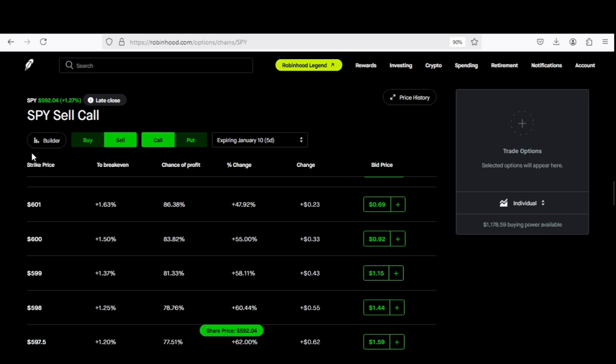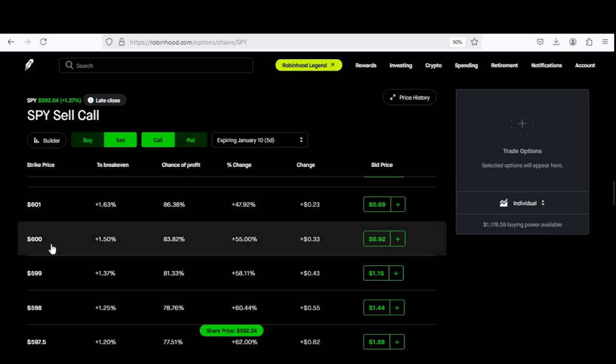So at the top here, you can see strike price. With a strike price of $600 and a chance of profitability of 83%, we're now going to be paid to do this option strategy. The amount we're going to be paid is going to be 0.92. If you were to translate that into real terms, that's going to be $92. Each option contract is multiplied by 100 shares.